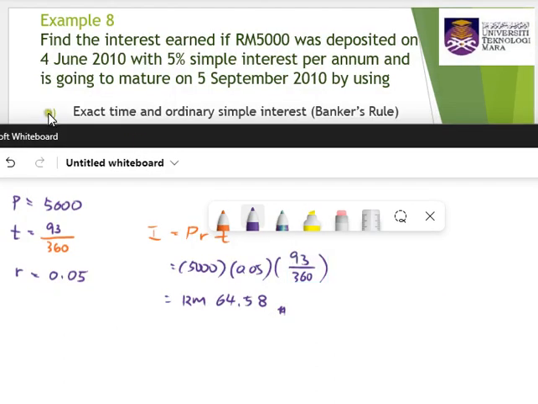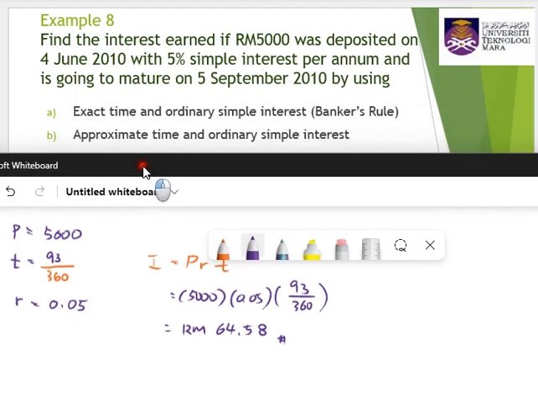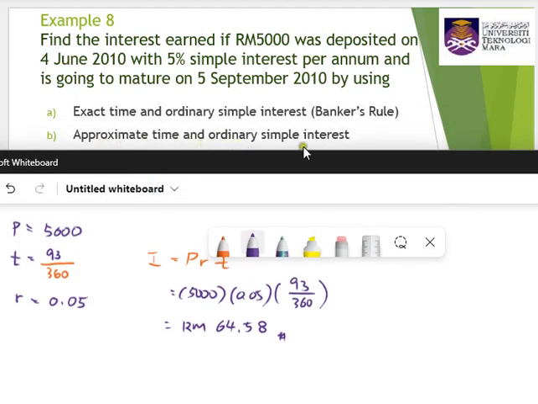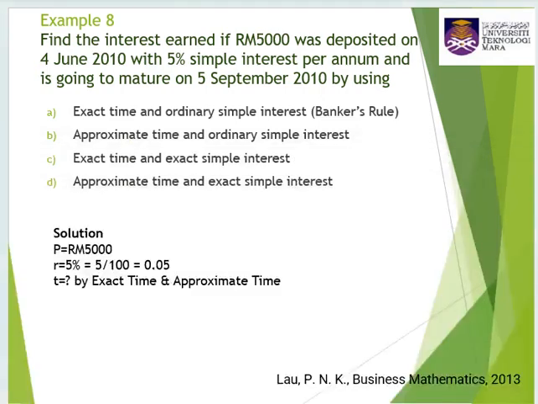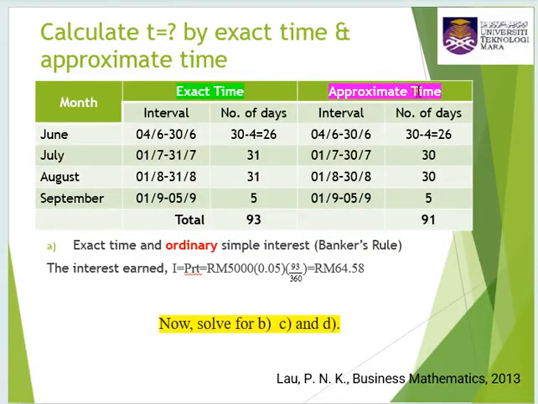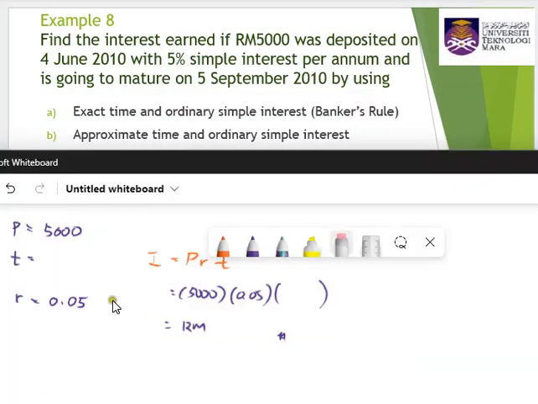This is to solve for the A, because with the exact time and ordinary simple interest. So once again, ordinary, so you're using Banker's rules. That's why you're over 360 days. So let's proceed with B, approximate time and ordinary simple interest. So approximate time, you will use the approximate time on the days involved. So the approximate time that you have found is 91 days. Okay, so just use it back. So you have 91 days.